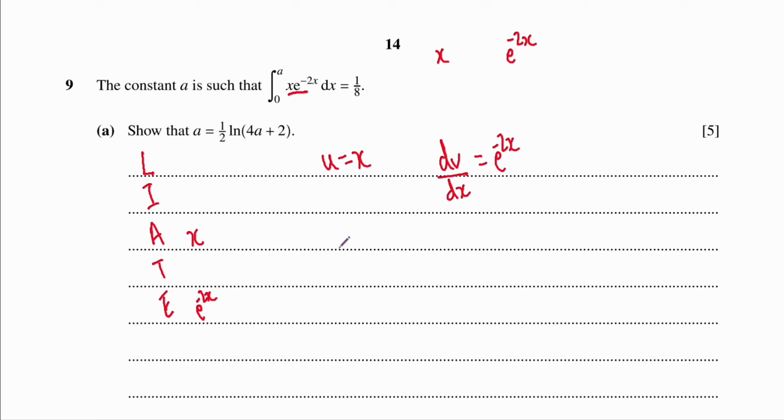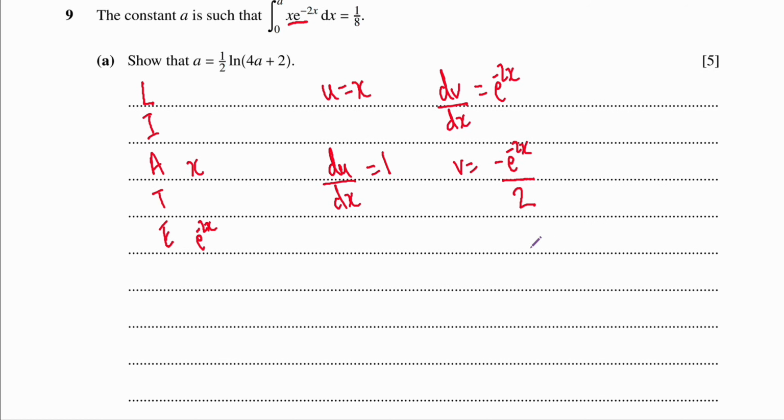Before we start using the formula, let's find du/dx. That's just 1, because we differentiate x with respect to x. And then let's find v, which is equal to the integral of this, which is negative e to the negative 2x divided by 2. So now we have all that we need. Let's start using the formula. The formula says the integral of u dv/dx is equal to uv minus the integral of v du/dx.